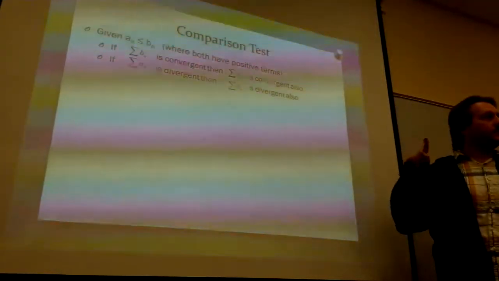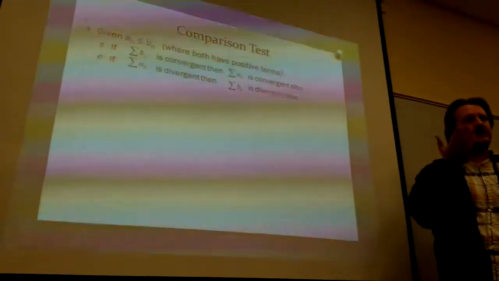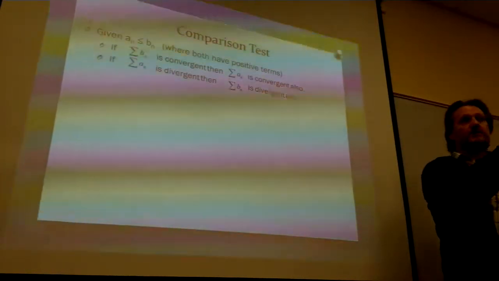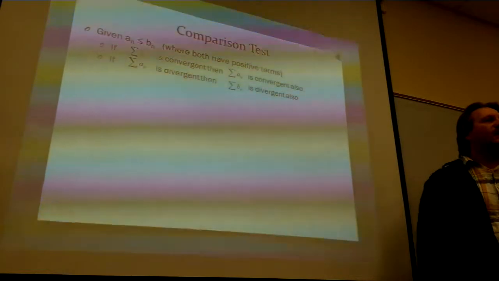Is the positive terms thing a big deal? Do you have to check that? Yeah. Why? This is what my students say: why do you always make us check that crap?